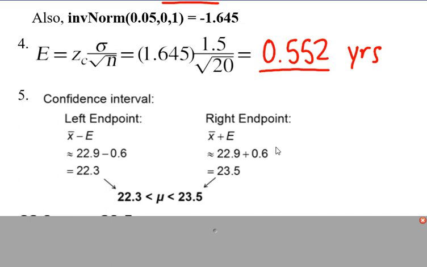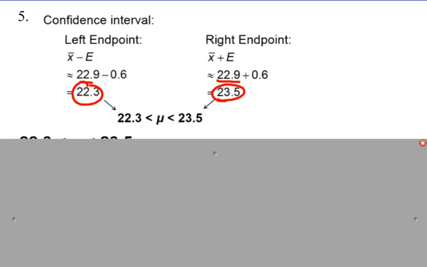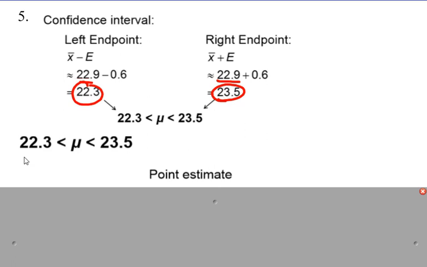This one rounded it to 0.6. That's fine. I go above and below my point estimate. So my point estimate was 22.9. I add 0.6, I get 23.5. I subtract 0.6, I get 22.3. So my 90% confidence interval would be between 22.3 and 23.5.